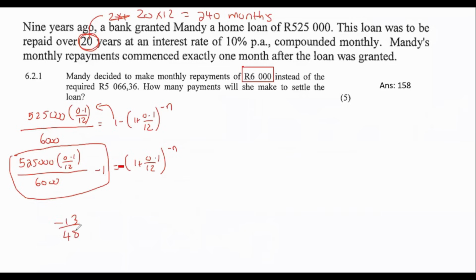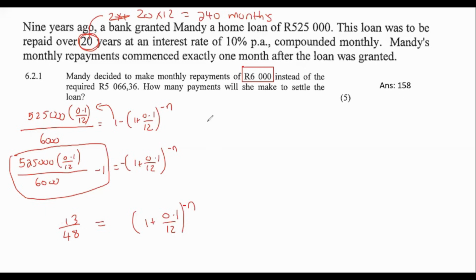Don't write the decimal form. Keep it as a fraction like that. It increases our accuracy. Okay, and then on this side, we can get rid of the negatives because there's a negative on both sides. So we can just cross that out, cross out, cross out.